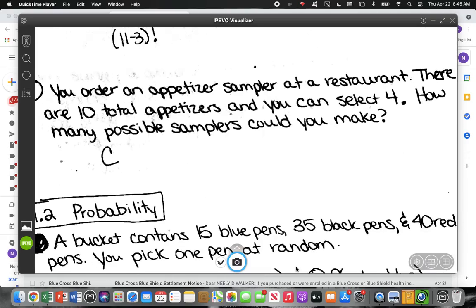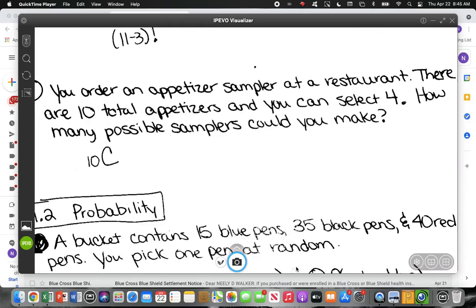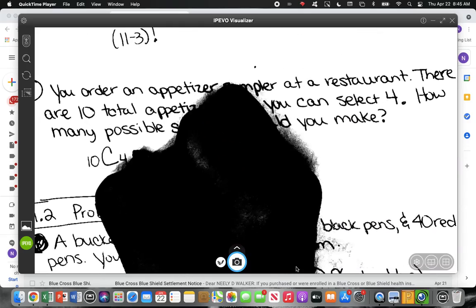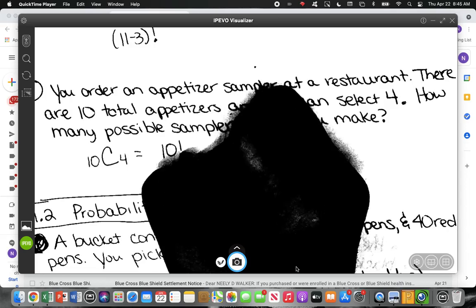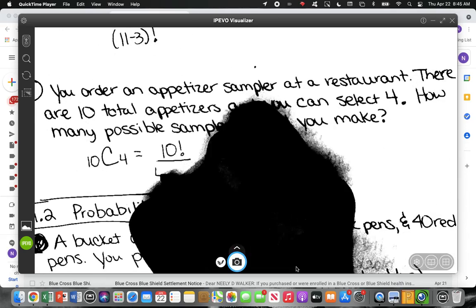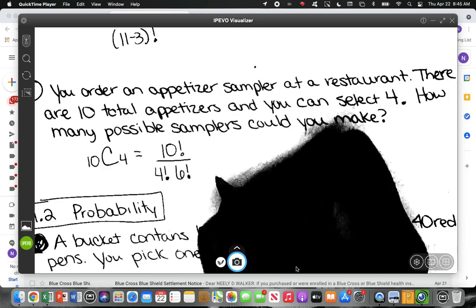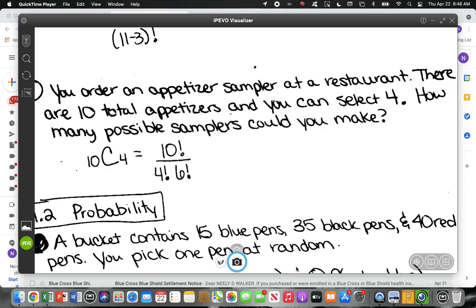How many total appetizers are there? How many am I choosing? So on this one, it would be 10 factorial on top, and then on bottom, it would be 4 factorial, and then 4 plus 6 gives me the 10, and then I would go from there.